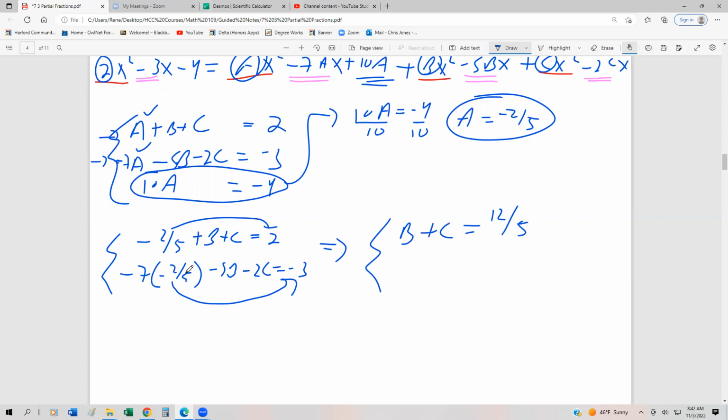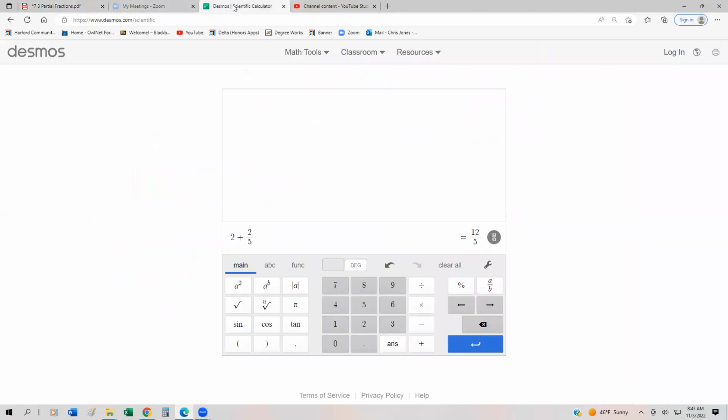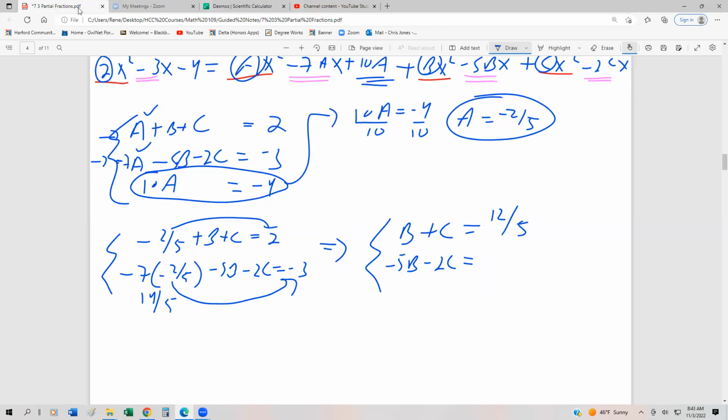Over here, we know that -7 times -2 is 14/5, and we can take -3 minus 14/5 since we're subtracting it from both sides. So we get -5b minus 2c, and that's going to be equal to -29/5, but again, we'll just use our calculator. So -3 minus 14/5 is -29/5.